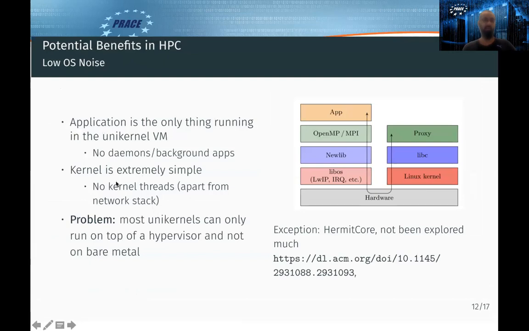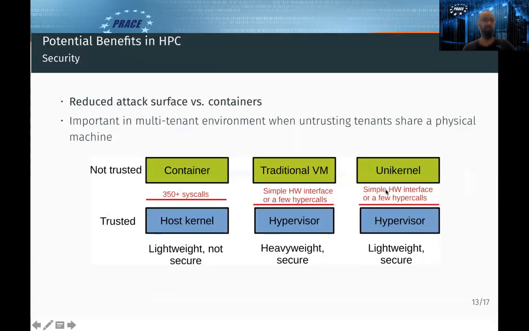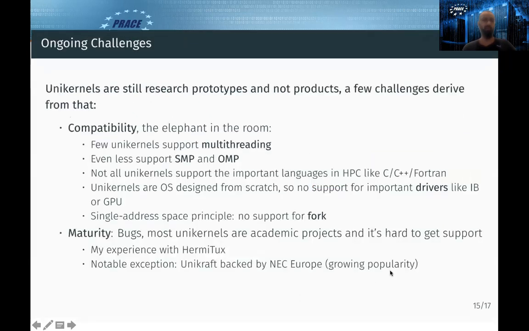And it also has reduced kernel noise because of the fewer layers. Security-wise, it has far fewer system calls because it does not use the actual kernel. It has its own kernel. The advantage of it over a virtual machine is that it is lightweight. So containers are lightweight but not secure because they have a lot of system calls. Virtual machines are secure but not lightweight. Unikernels are lightweight and secure.